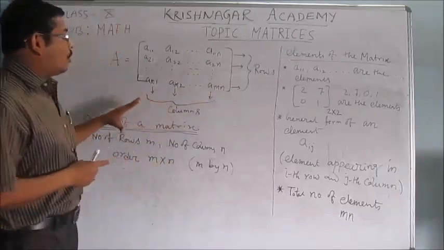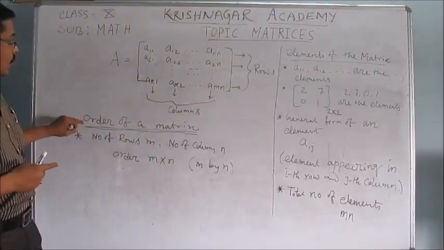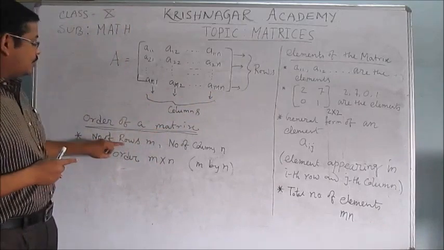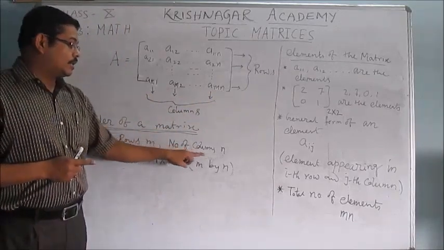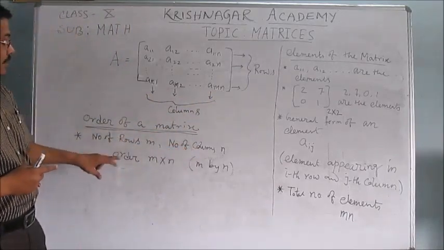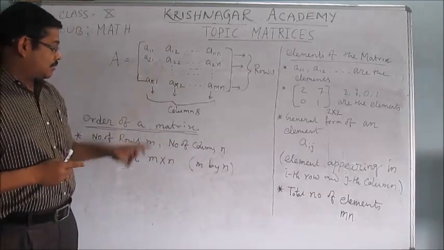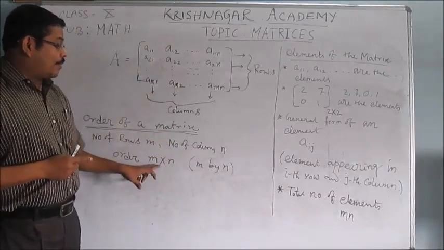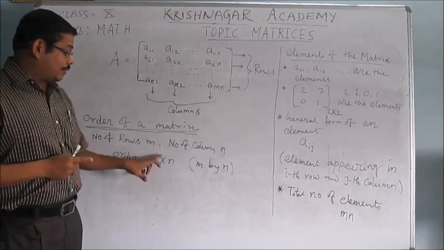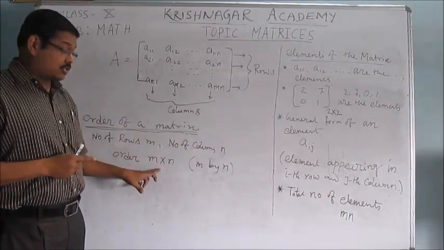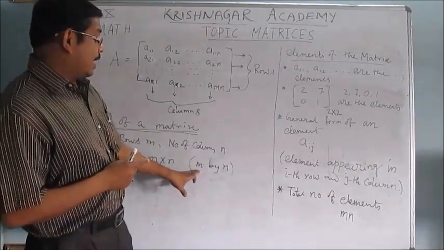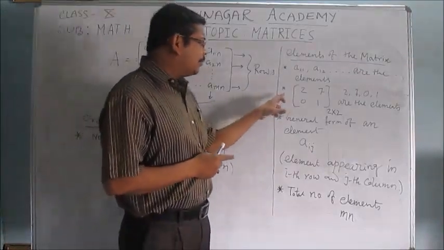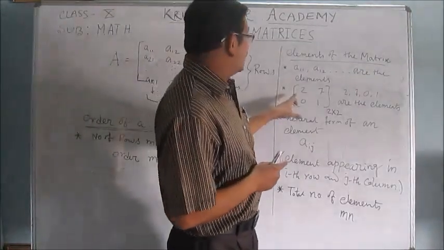And now what is the order of the matrix? You see, the number of rows and number of columns make the order of the matrix. The order of this matrix is m by n. Here we have given the symbol cross, but we have to read it as m by n. I have given one example here.